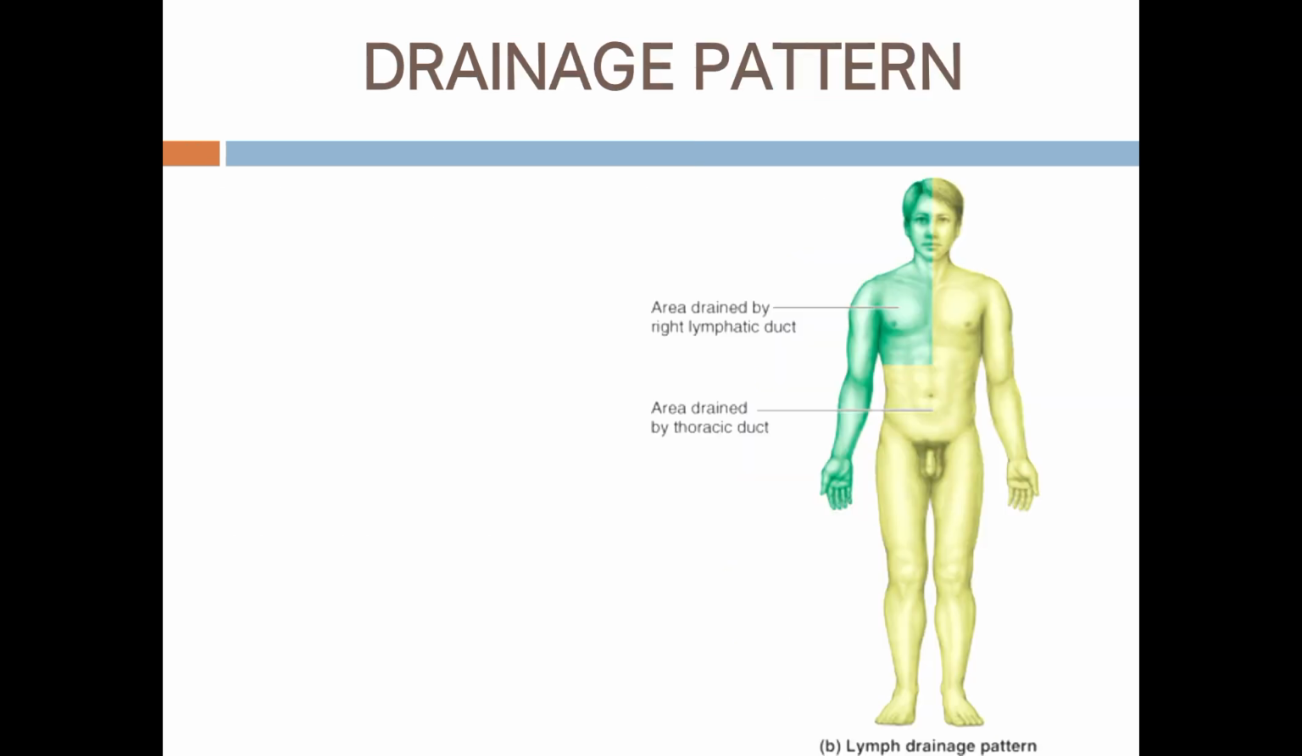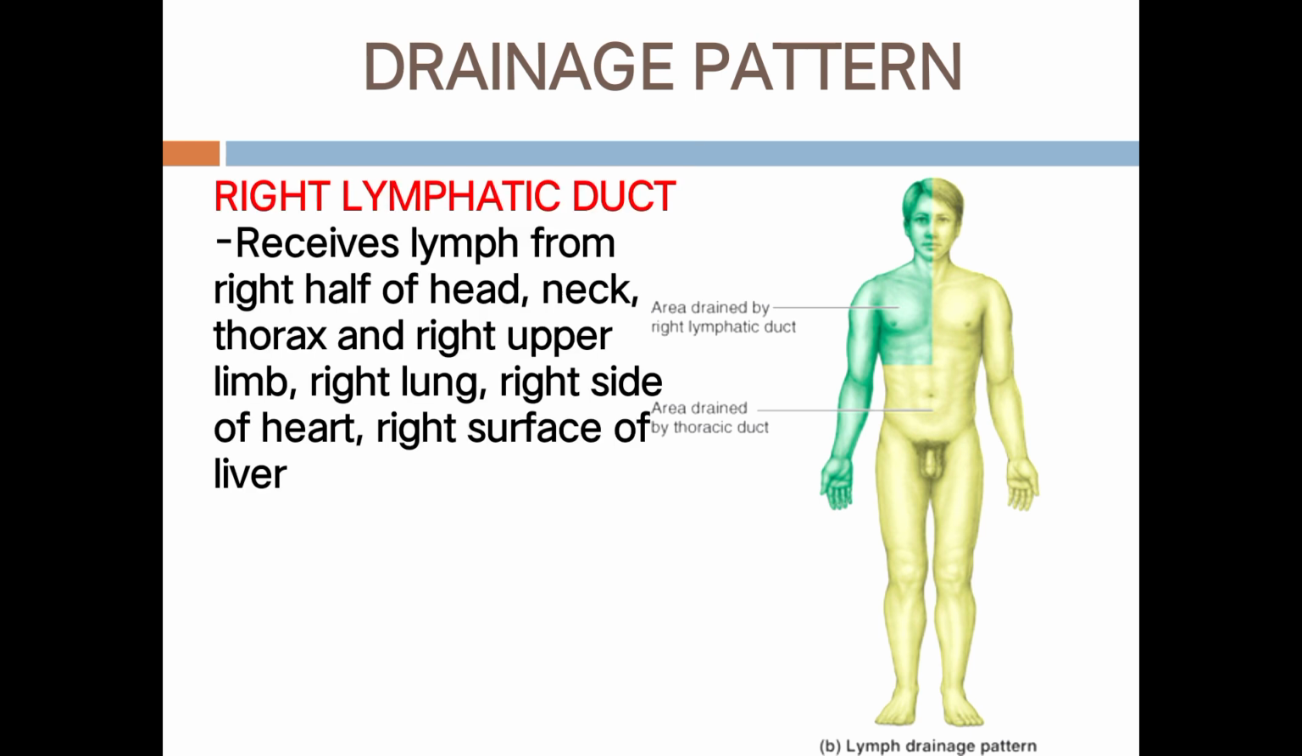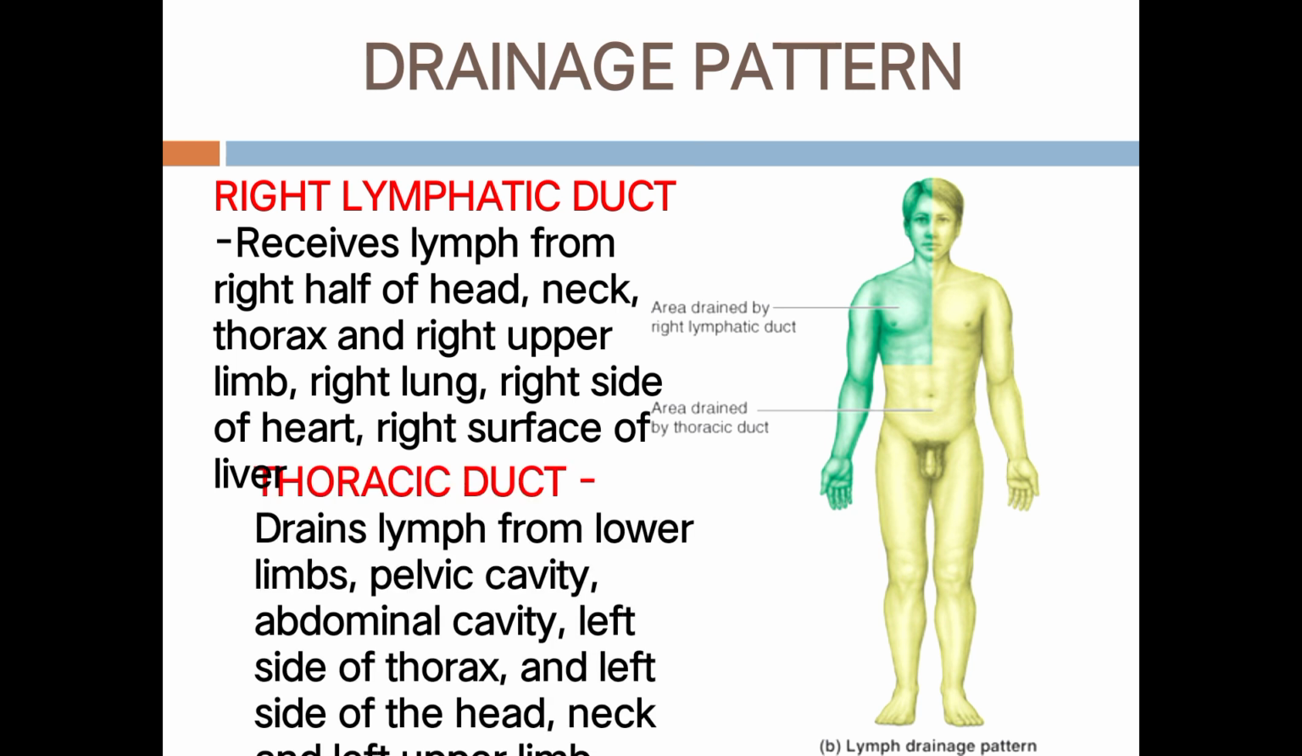So from this, the drainage pattern: the area drained by the right lymphatic duct, and the area drained by the thoracic duct. The right lymphatic duct receives lymph from the right half of the head, neck, thorax, and right upper limb, right lung, right side of the heart, and right surface of the liver. The thoracic duct drains lymph from the lower limbs, pelvic cavity, abdominal cavity, left side of the thorax, and left side of the head, neck, and left upper limb.